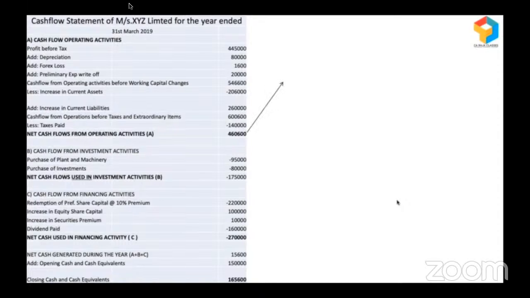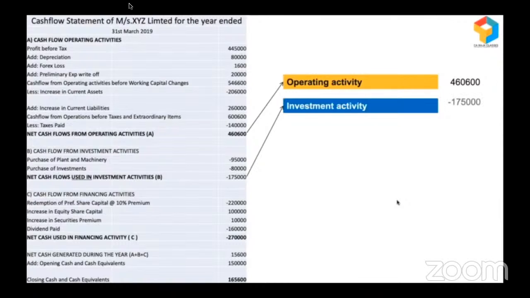Look at this cash flow from operating activity. It's a positive figure of 4,60,600. Look at this investment activity. It is a negative figure of 1,75,000. So the positive figure of 4,60,600 from operating activity means they've run their business for one full year, and from operations they've made a positive cash. Whereas investment activity negative figure means they have paid 1,75,000. Cash had gone out to the extent of 1,75,000 because they have made some investments.